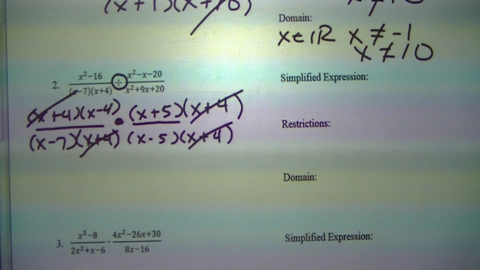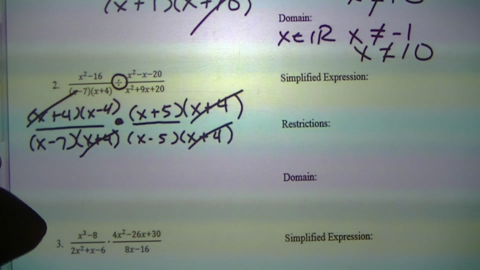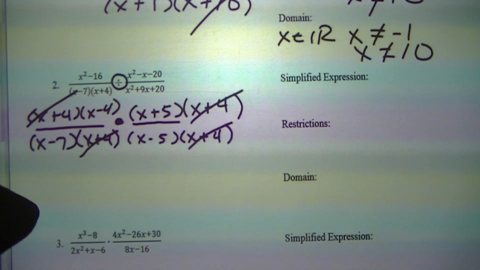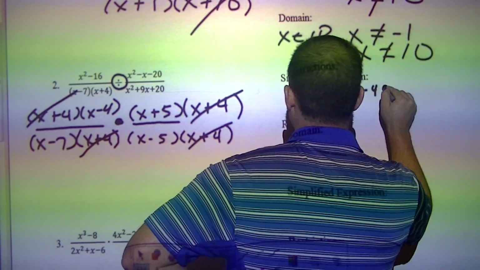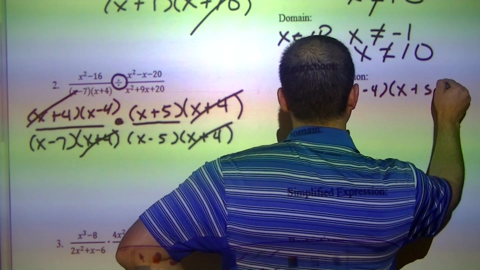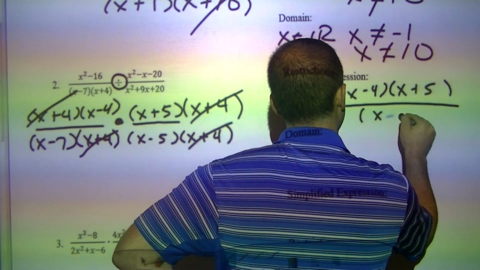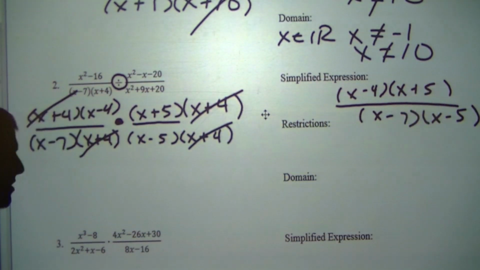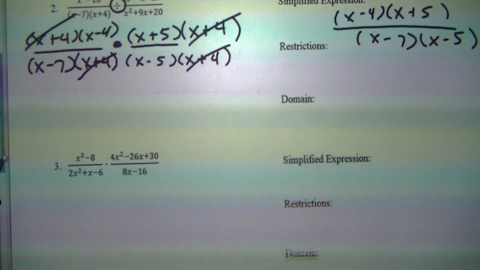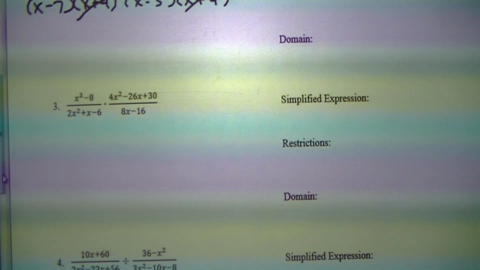So what I've got for a simplified expression here is x minus 4 times x plus 5 all over x minus 7, x minus 5. You cannot cross those two off because they're not exactly the same. Okay, same thing down here, all right?